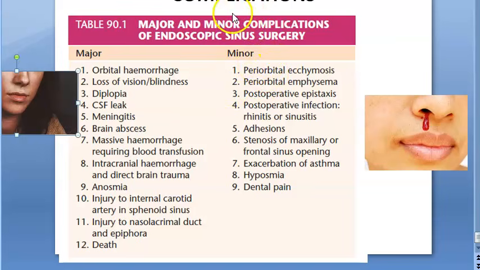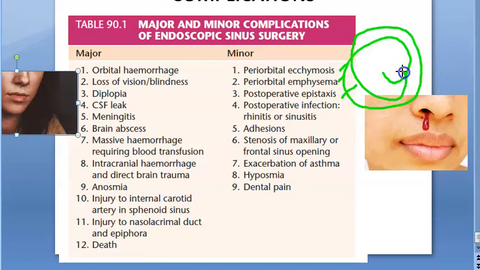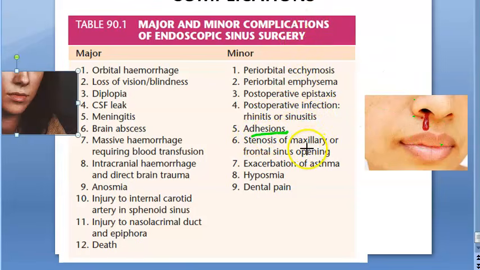Now let us go to the minor ones. Minor ones you can see here. Epistaxis, emphysema, periorbital emphysema, periorbital ecchymosis. Same thing around the orbit, ecchymosis around the orbit. Post-operative infection, so you'll have rhinitis or sinusitis, adhesions. After any surgery, you can have adhesions. They said no adhesions, you should separate it by suction or something. You remember post-operative care, they said about that.